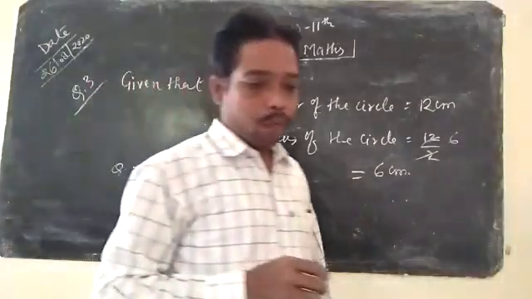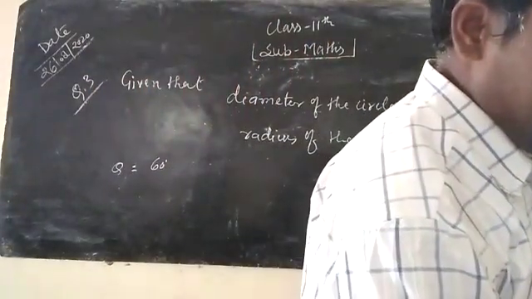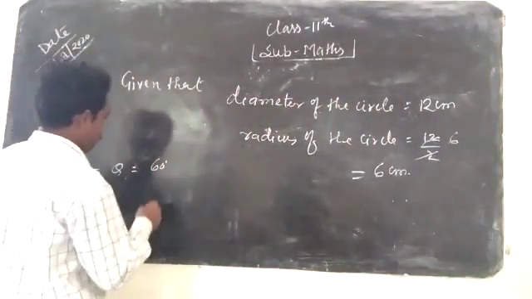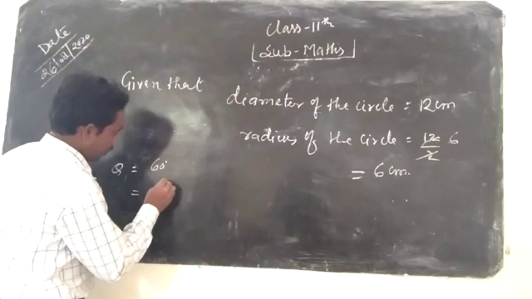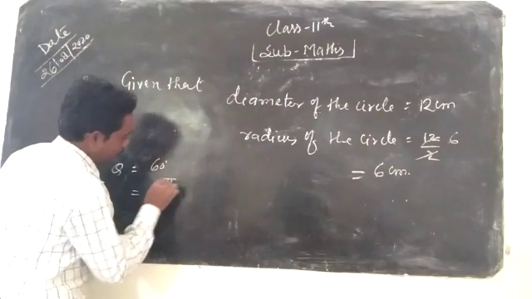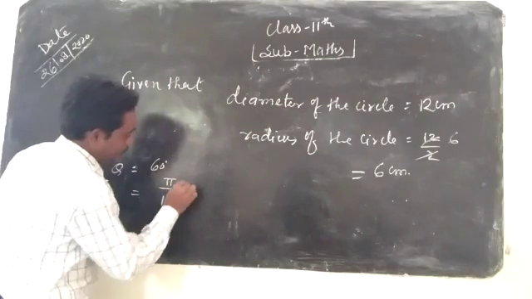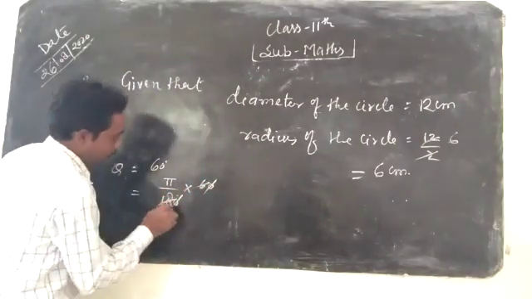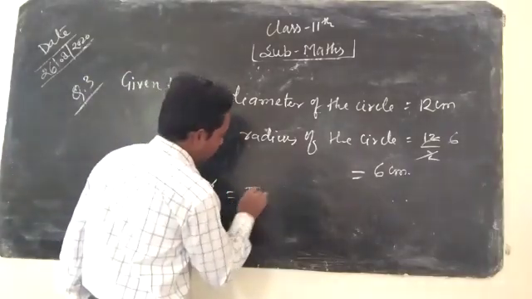So we convert it into radian form. We get pi by 180 multiply with 60. We get 0 0 cancel, 6 3s are 18. We get pi by 3.